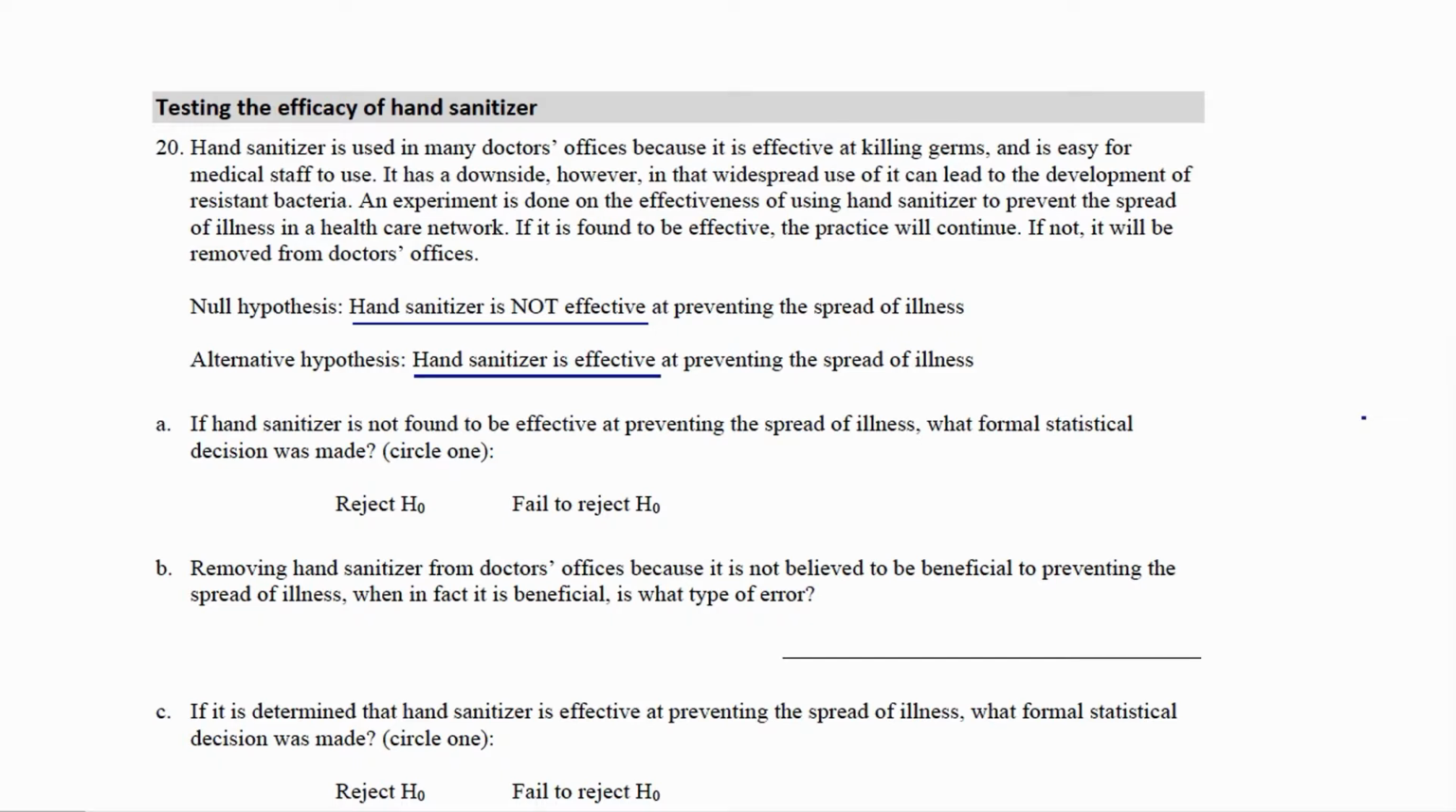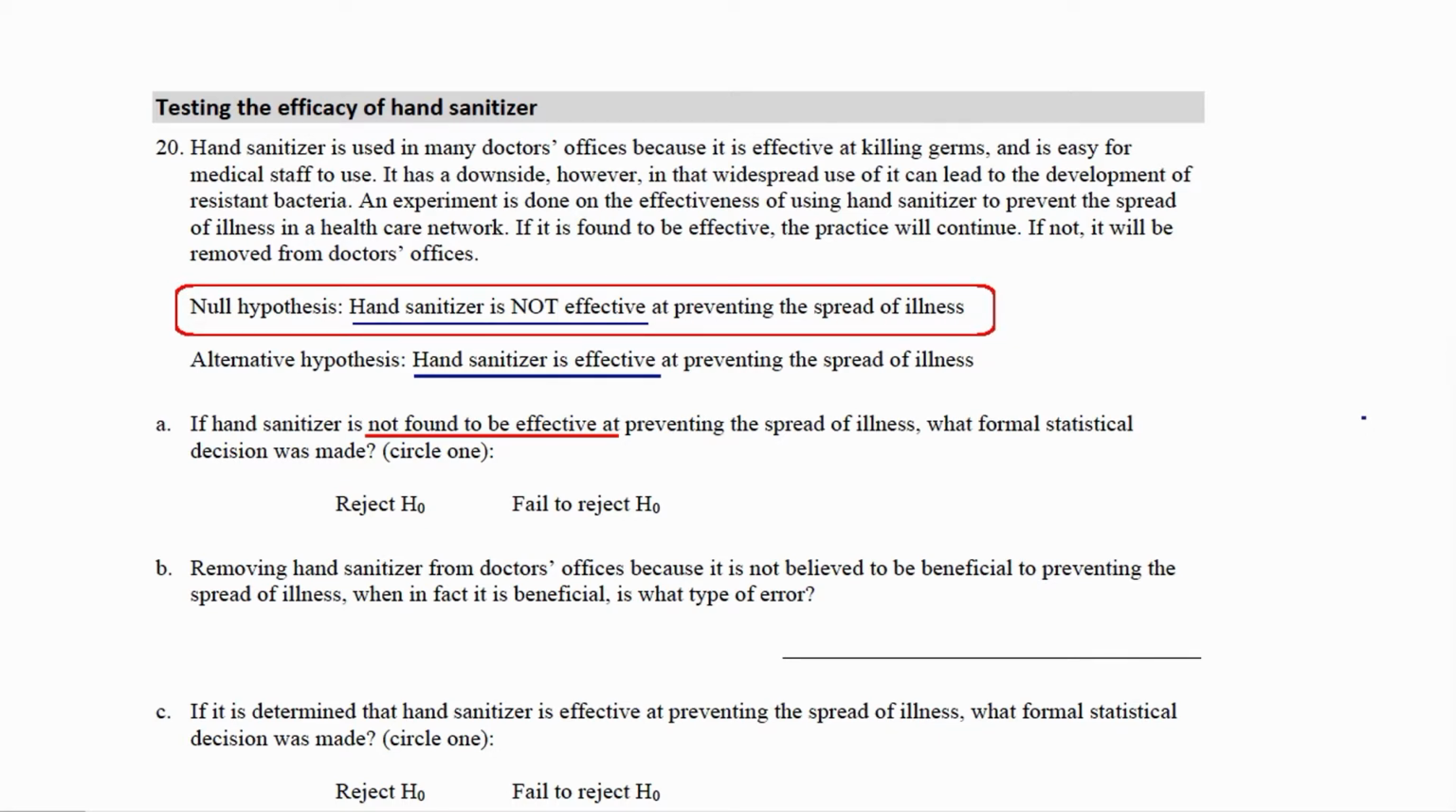So, again, referring to the hypotheses for the questions of whether we reject or fail to reject, and then referring to our formal statistical decision to decide whether we're describing a type 1 or a type 2 error: if hand sanitizer is not found to be effective, then that sounds like it is describing the null hypothesis. So this is failure to reject the null hypothesis.